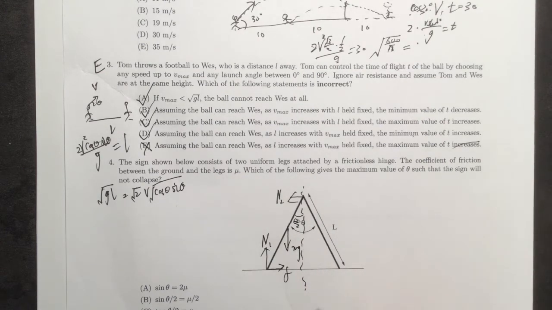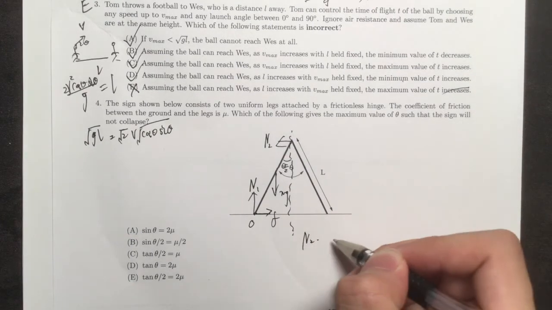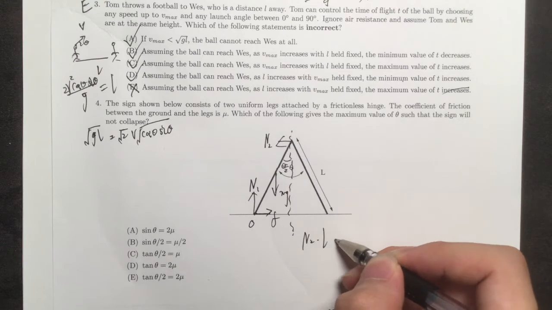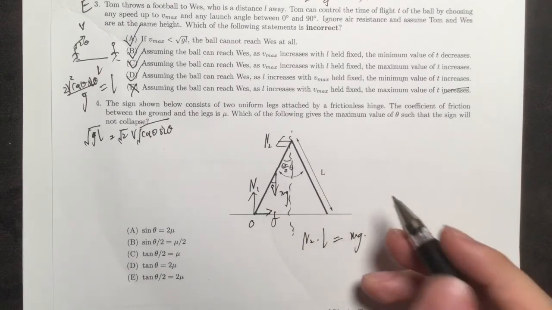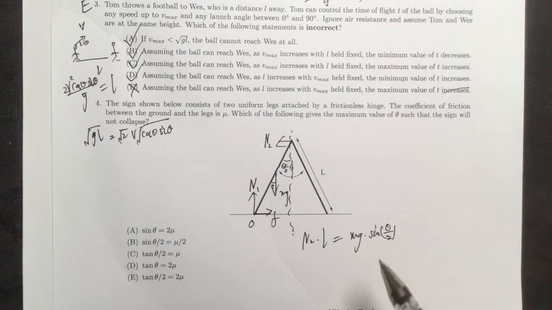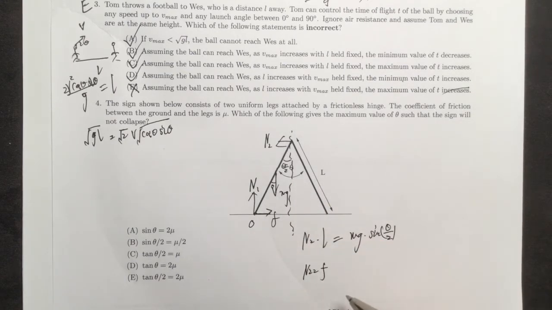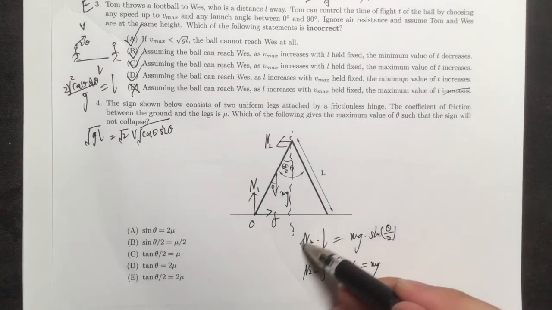So let's use our torque. Let's say this point is point O as our pivot point of the torque equation, then we will have N2 times L, where L is the length of this stick. N2 times L has to equal mg times sine of theta over 2. Also, since this is a static force problem, the horizontal component and the vertical component have to cancel out. So the horizontal component N2 has to equal the frictional force F, and N1 has to equal mg. Since N2 is equal to F, we can replace N2 here with F.